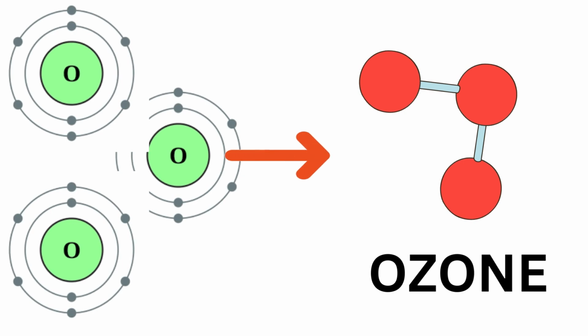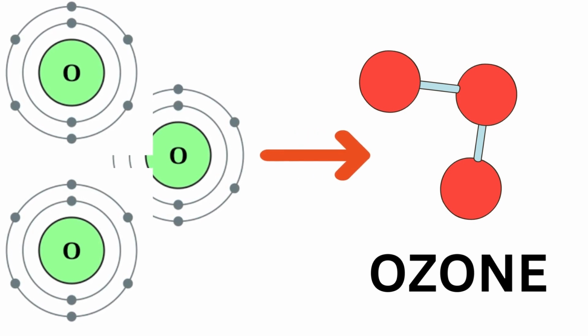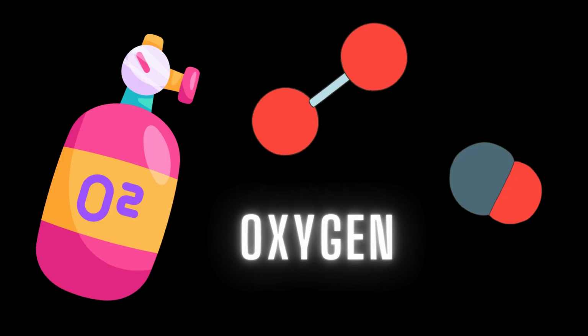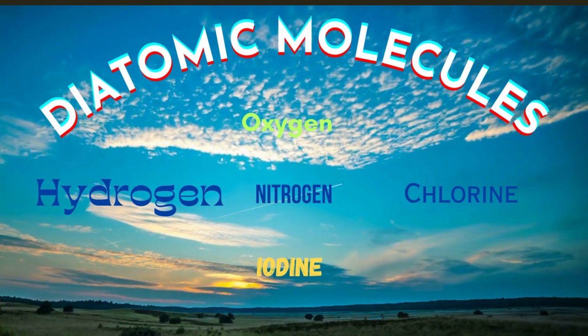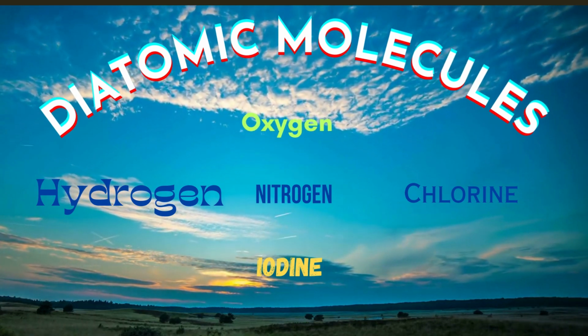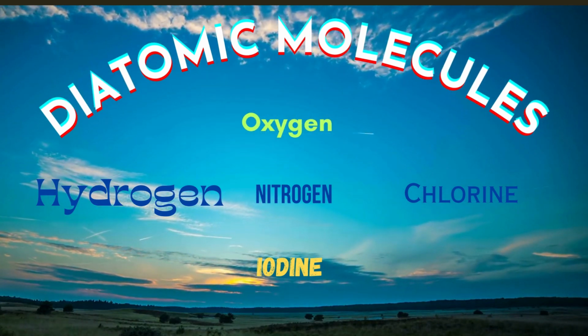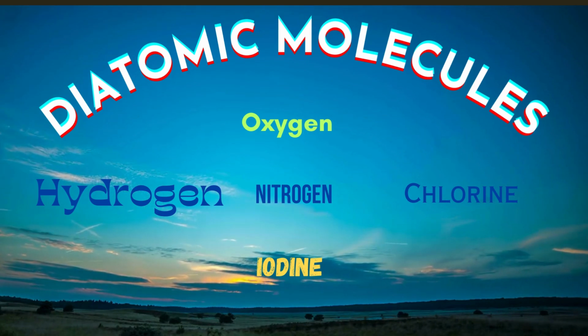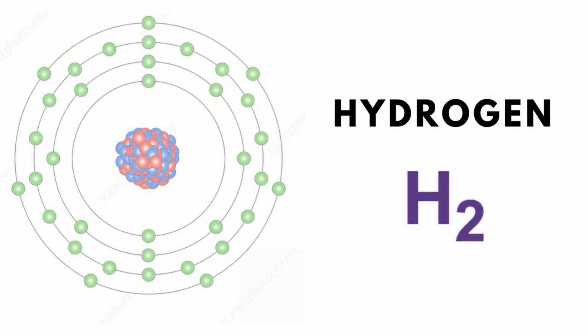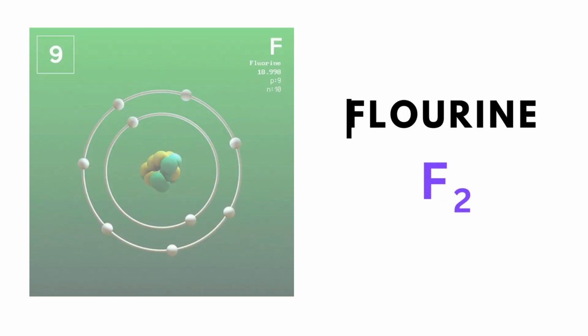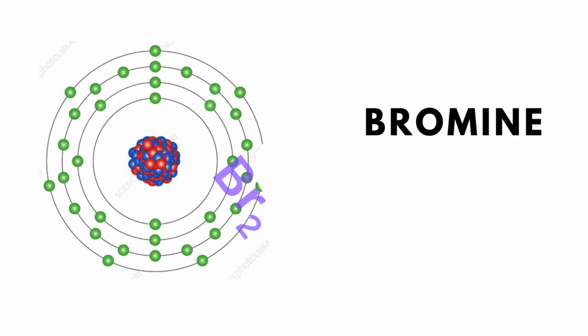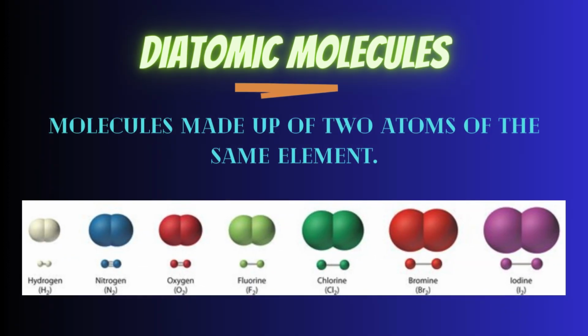Molecules having the same types of atoms are called elements. Some elements have a tendency to always form in diatomic form, or the form of two atoms. The list of such elements is as given below: hydrogen, nitrogen, oxygen, fluorine, chlorine, bromine, and iodine. Such elements are called diatomic elements.